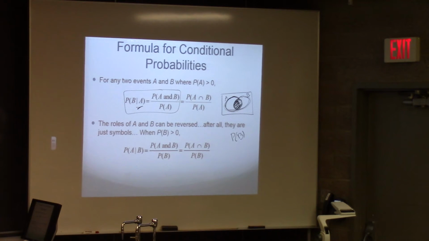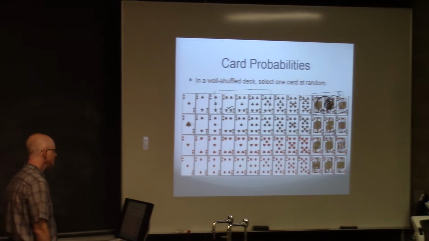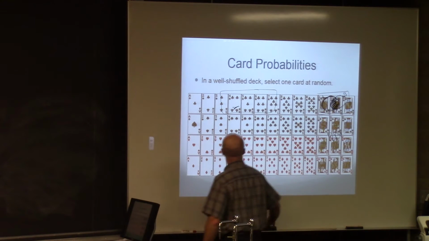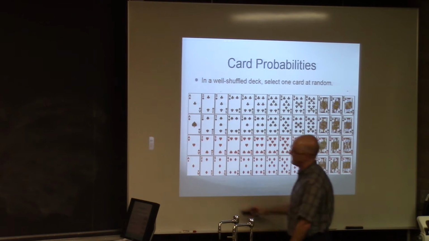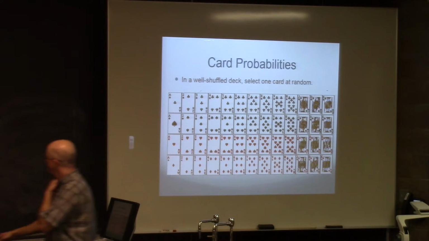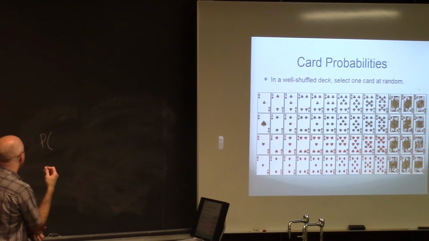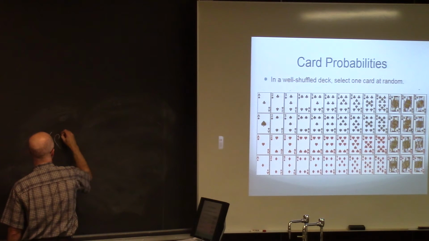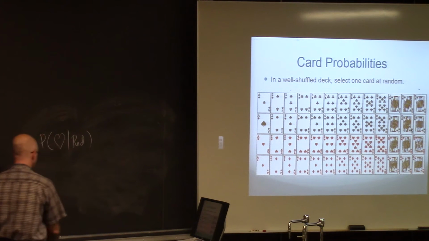Let's illustrate this formula with cards here. The card example is not so much that we need the formulas to answer questions about cards, but they illustrate the formulas. For example, we might wonder, what is the probability of getting a heart if it is given that the card you picked is red? So use your imagination here.